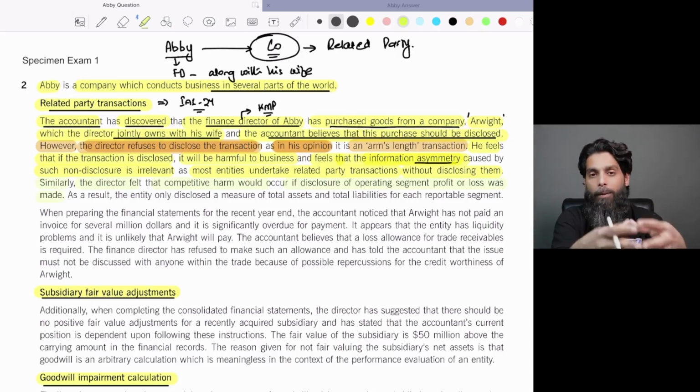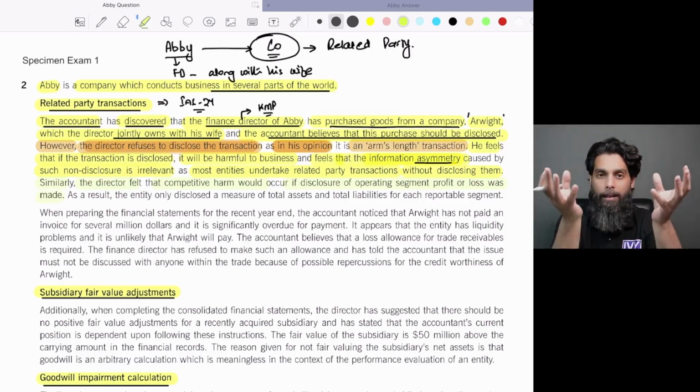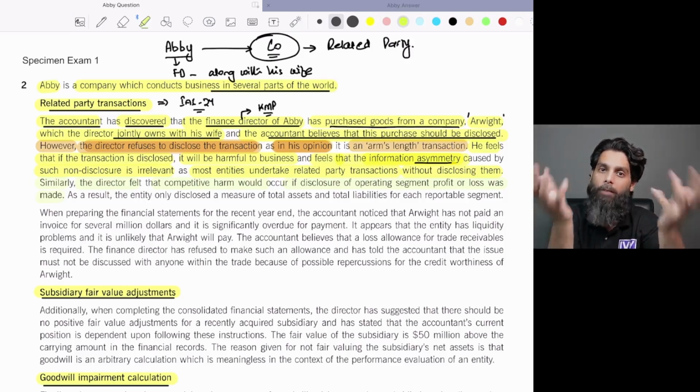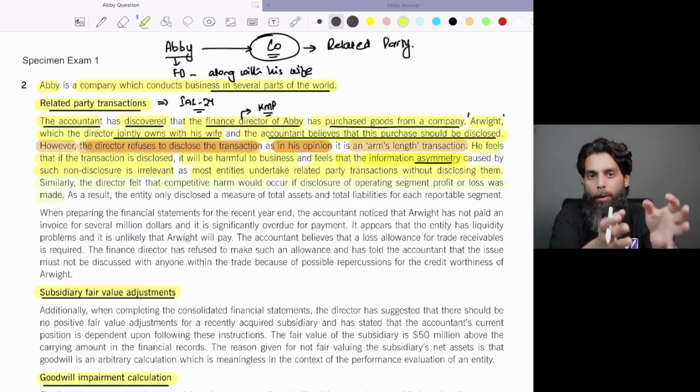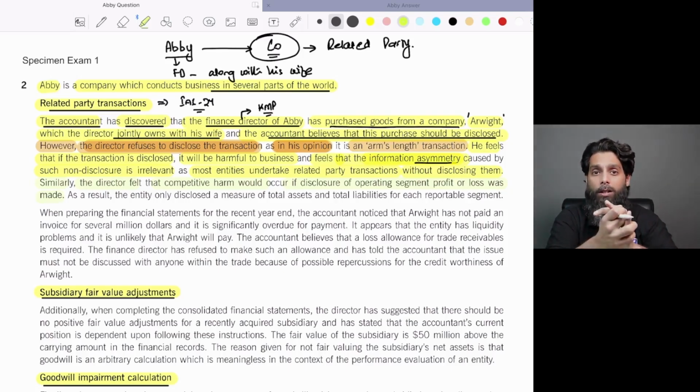Its performance is monitored by the chief operating decision maker, and it has discrete financial information available. And if a company has some operating segments for which the financials are reviewed by the chief operating decision maker, it's a component of an entity and its discrete financial information is available, a disclosure of operating segment must be provided.